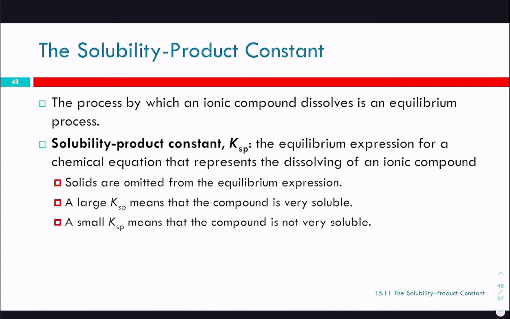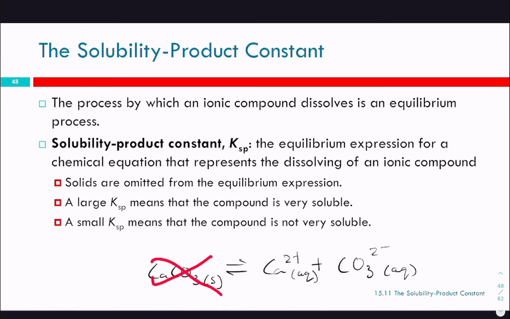As you remember, solids are omitted from equilibrium expressions. But we still write this out. If we had calcium carbonate, this is a solid in equilibrium with Ca2+ and CO3 2-, and both of these would be aqueous. So we omit the solid, and we include just these ions that would be formed by the tiny amount that does dissolve.